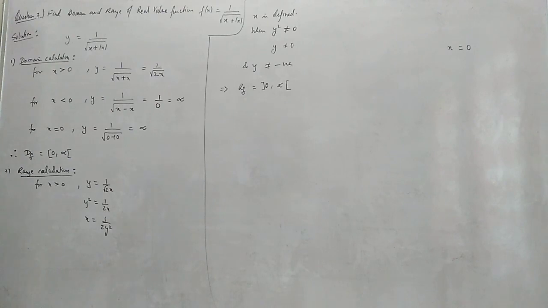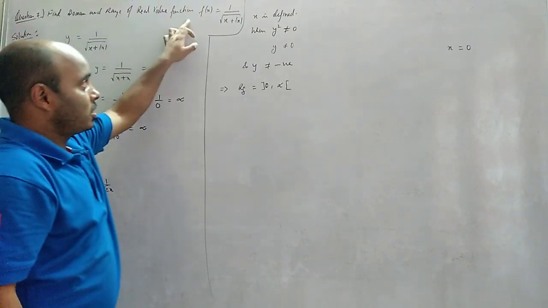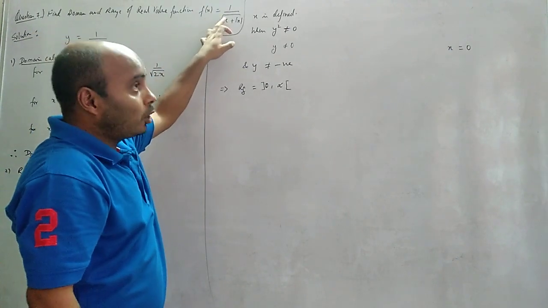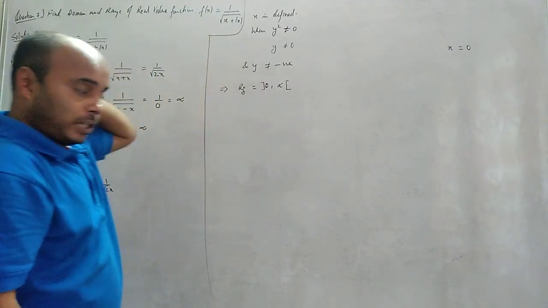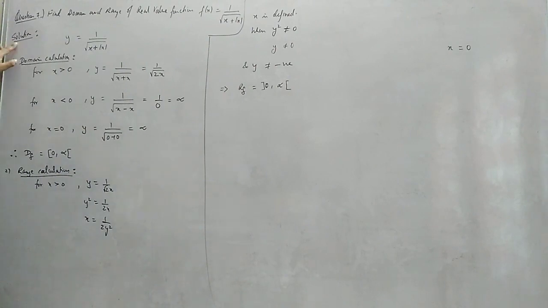Okay, now comes question number 7. Again a modulus type sum. Find domain and range of real value function f of x equals to 1 by under root x plus mod x. Okay, now see, solution: y equals to 1 by under root x plus mod x.